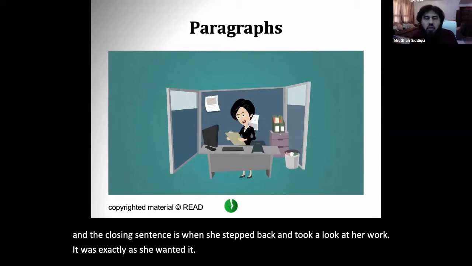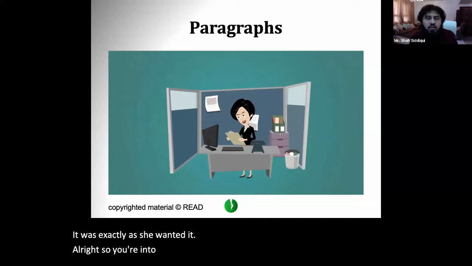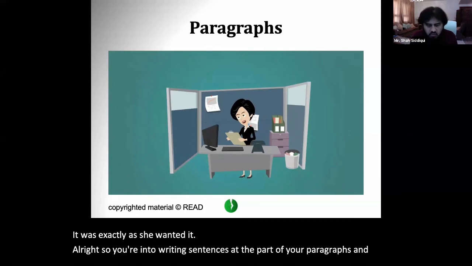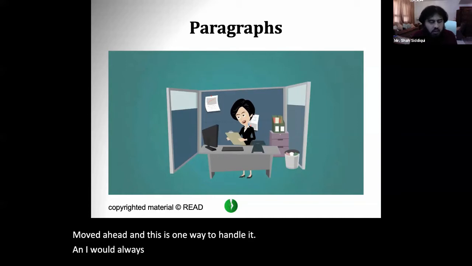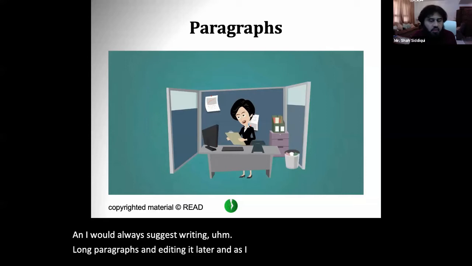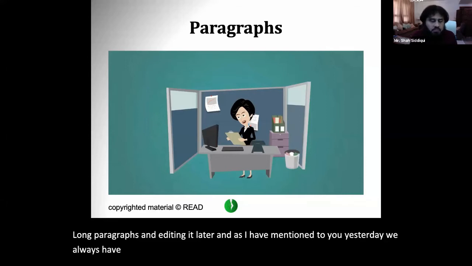All right, so you're into writing sentences as a part of your paragraphs, and then you moved ahead, and this is one way to handle it. And I would always suggest writing long paragraphs and editing it later. And as I have mentioned to you yesterday, we always have to do the systematic checks on your paragraph.